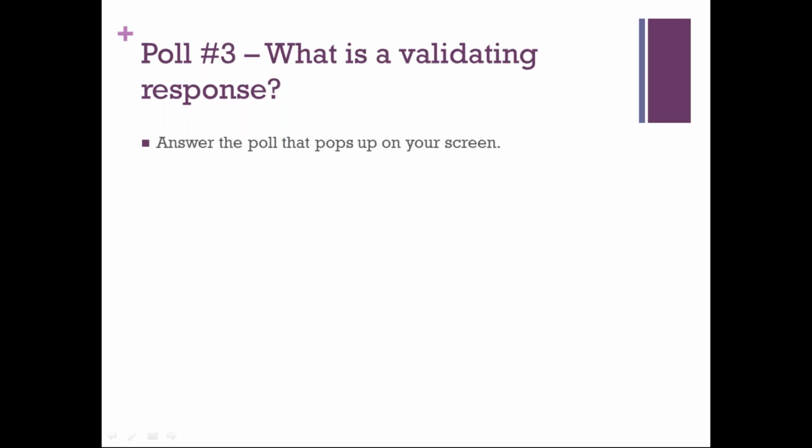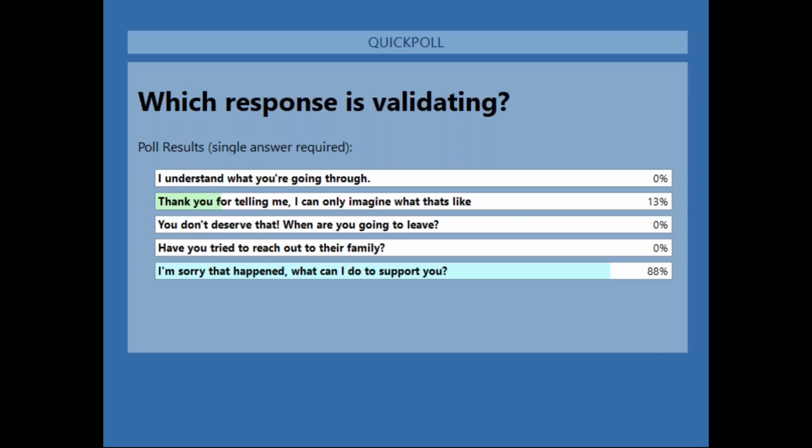All right, let's get the results. There we go. So it looks like about 13% of folks said, thank you for telling me, I can only imagine what that's like. And the fifth one would be, I'm sorry that happened. What can I do to support you? If you could think of any other ones, pop them into that question box. Any other supportive or validating responses.